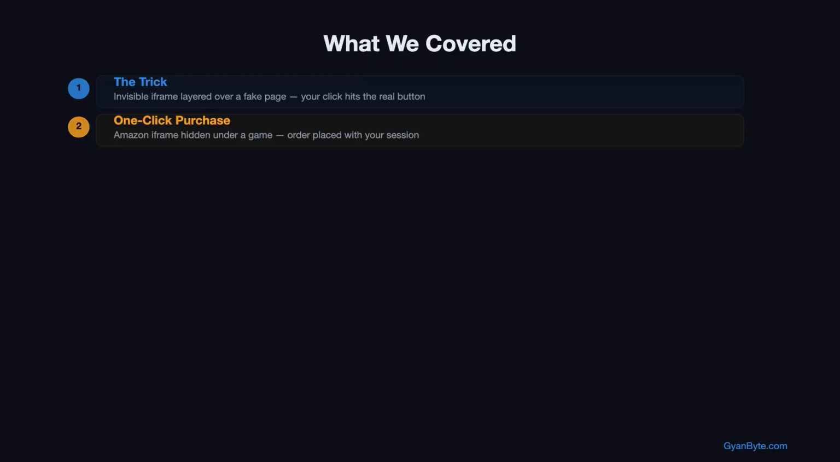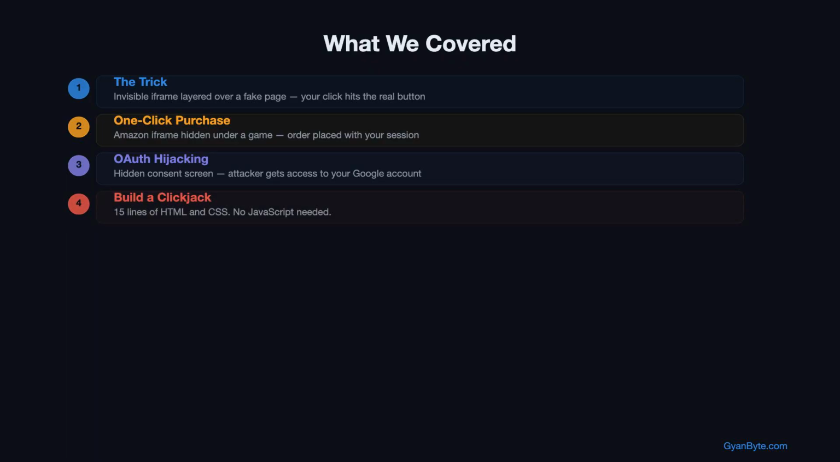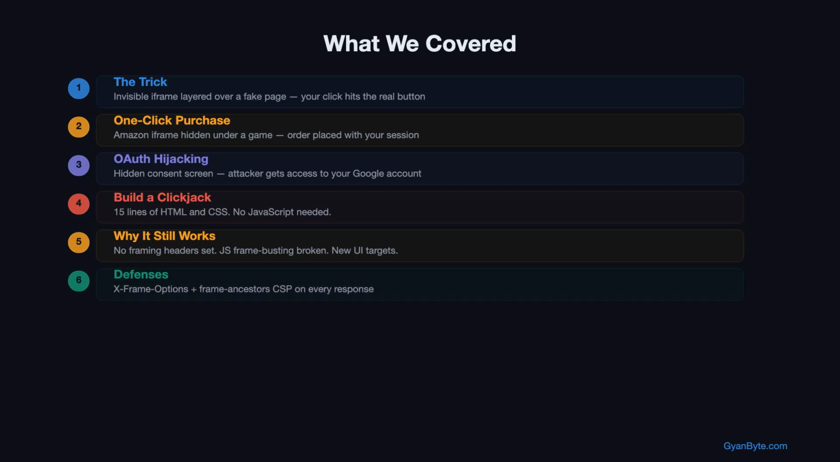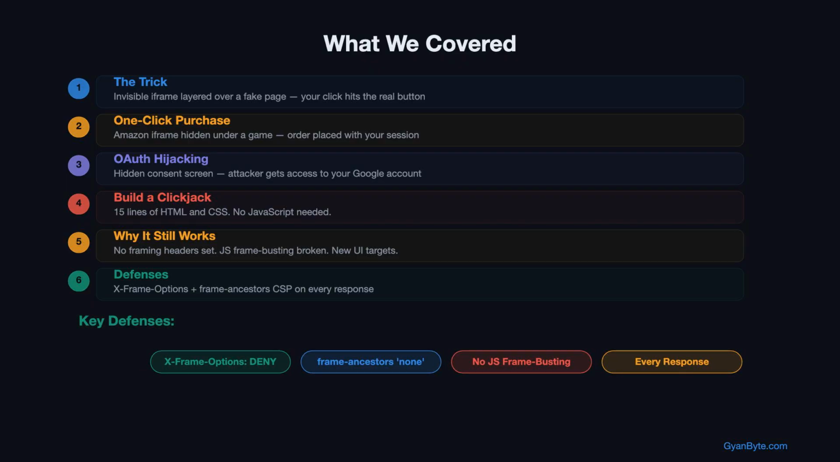6 concepts. 1. Invisible button. The trick, an invisible iframe layered over a fake page. Real attack, one-click purchases on Amazon. Real attack, OAuth consent hijacking. Building it, 15 lines of HTML and CSS. Why it still works, no framing headers, broken frame busting, new UI targets, and defenses, X-Frame-Options and frame ancestors CSP. The rules, set X-Frame-Options deny or same origin on every response. Use frame ancestors in CSP for fine-grained control. Never rely on JavaScript frame busting.